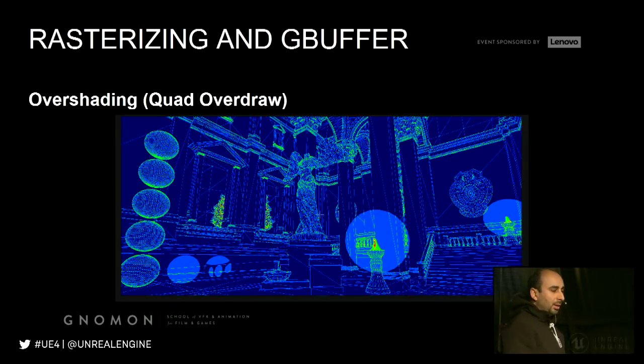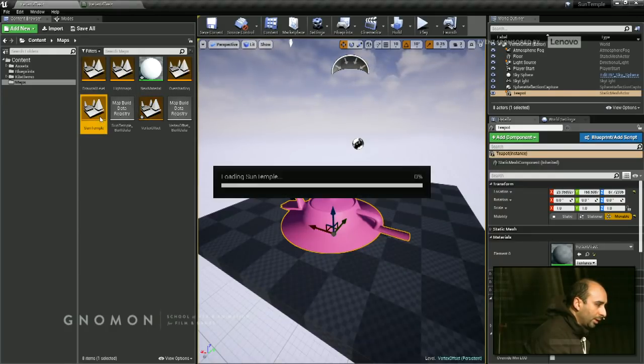To visualize this in the editor, we have a special mode called quad overdraw. I think that's an old term, and it was a little bit confusing with the overdraw problem. But it's recently referred to as overshading. And here, let me show you that in the editor on that level.